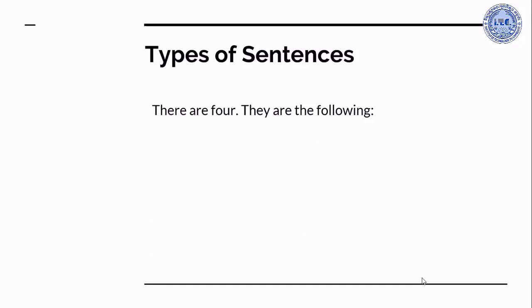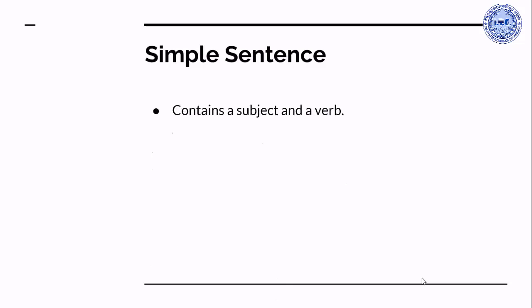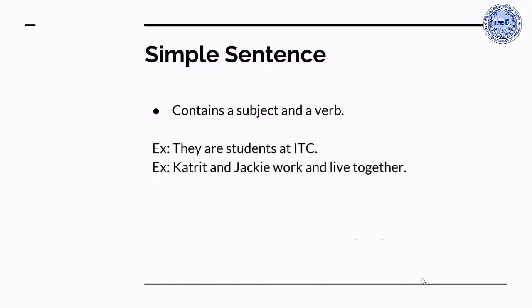So there are 4 types. They are the following. The first type is simple sentence. The second one is compound sentence, complex sentence, and the last one is compound complex sentence. So what is a simple sentence? A simple sentence is very simple, everyone. That is why it is called simple. So it contains a subject and a verb. Take a look at the example to be clear.